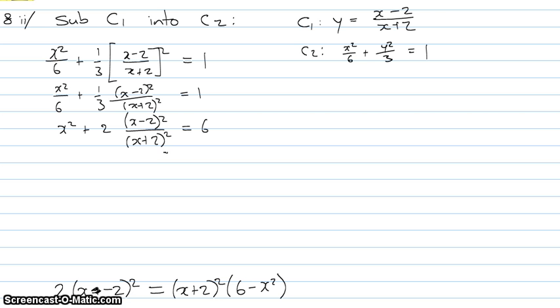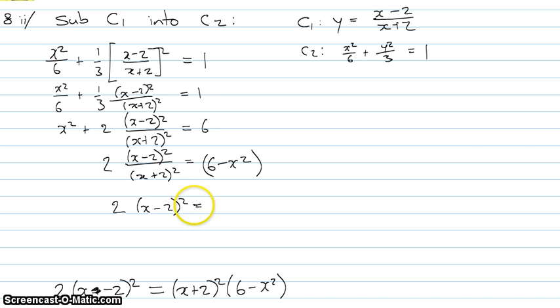Well, I've got my 6 here, I've got my x squared here, so my next step is going to bring the x squared over to give me 2 times (x minus 2) squared over (x plus 2) squared is equal to 6 minus x squared, and then multiply up, I get exactly what I want. 2 times (x minus 2) squared is equal to (x plus 2) squared times (6 minus x squared). So that is what we set out to show.